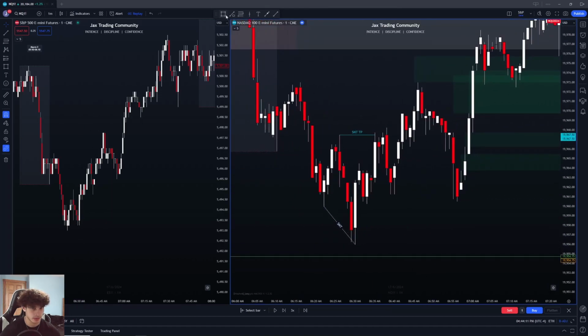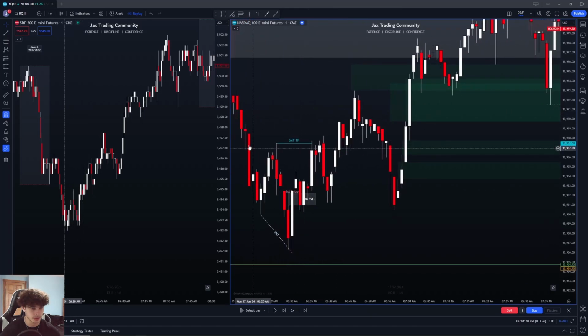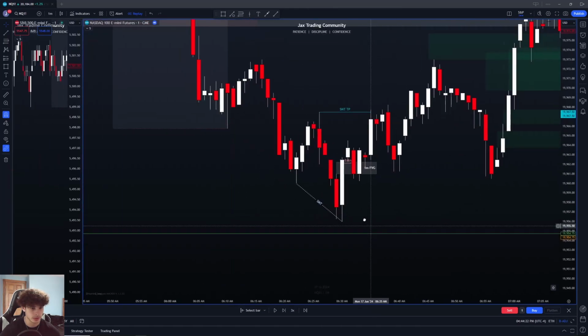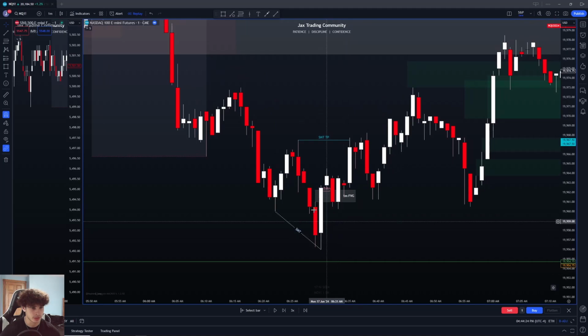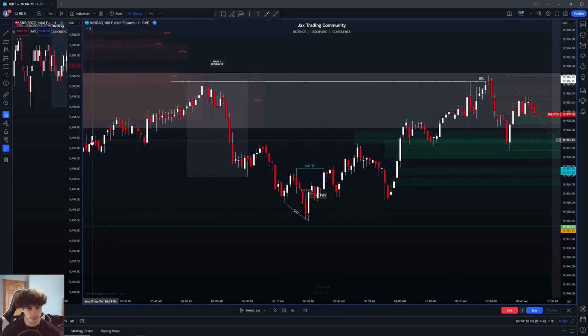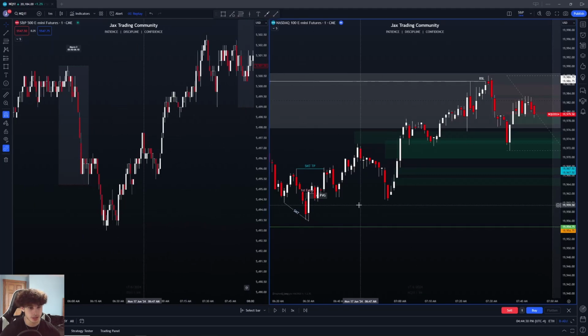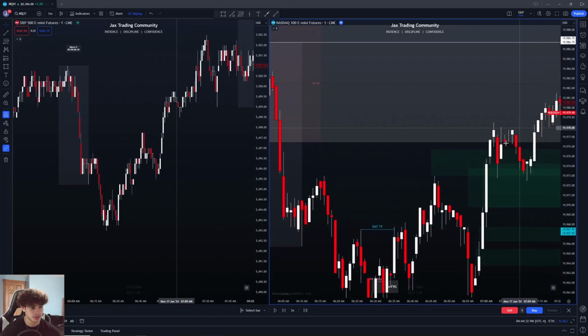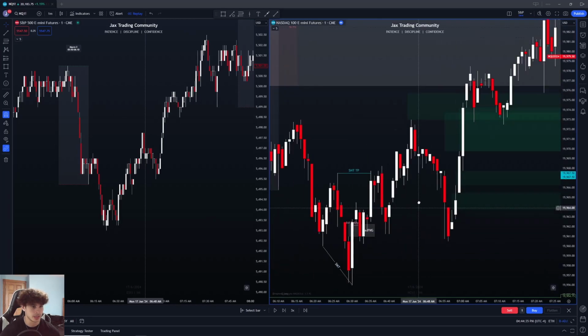Here's your displacement up after the SMT is formed. Here's your fair value gap. Here's your entry. It's as simple as that. This is just a simple turtle soup model. SMT, displacement up, fair value gap entry, SMT TP gets hit. Right? I don't really care too much to look at these. I only care to look at them in addition to my external model.